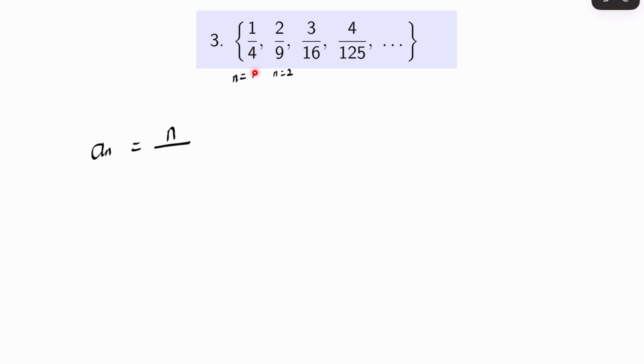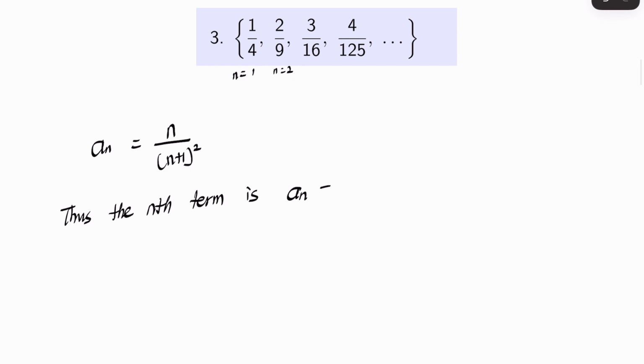Now for the 4, we have n equal to 1, so we know that 2 squared is equal to 4. With n equal to 1, n plus 1 is 1 plus 1, which is 2, so 2 squared gives us this. And here we have n equal to 2, and 2 plus 1 is 3, and 3 squared is going to give us 9. So the denominator is going to be n plus 1, all squared. Thus, the nth term is a_n equal to n on (n plus 1) all squared.